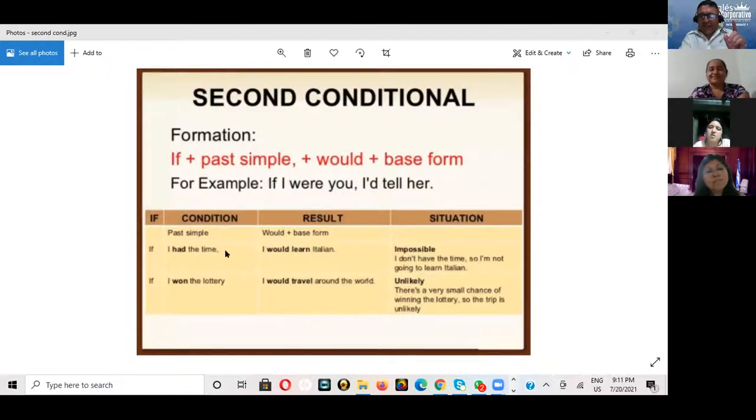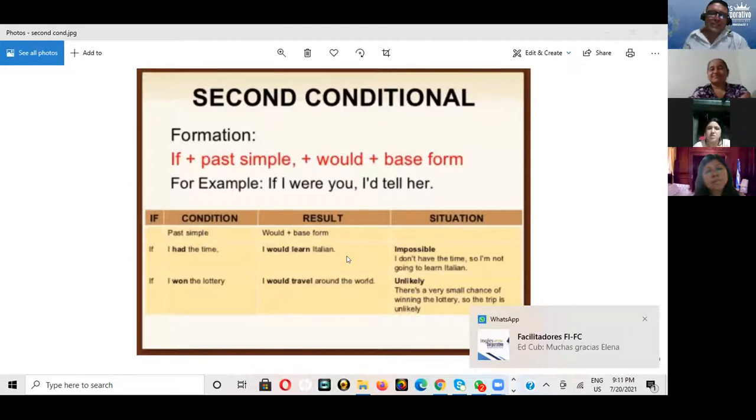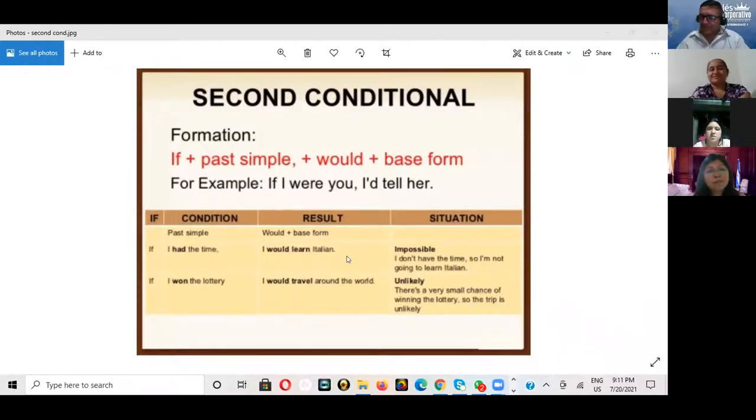Look at the examples. If I had the time, I would learn Italian. How do you say that in Spanish? Si tuviera tiempo, aprendería italiano. Exactly. What is the message? The person doesn't have time. What is the structure? You use the simple past to say, si yo tuviera tiempo.